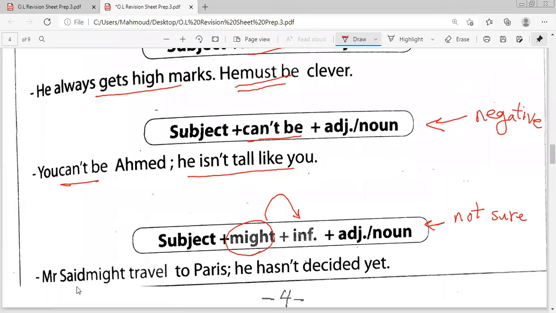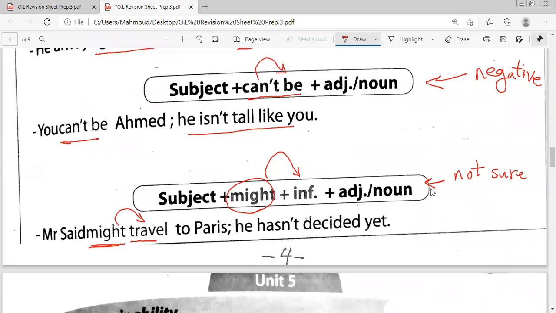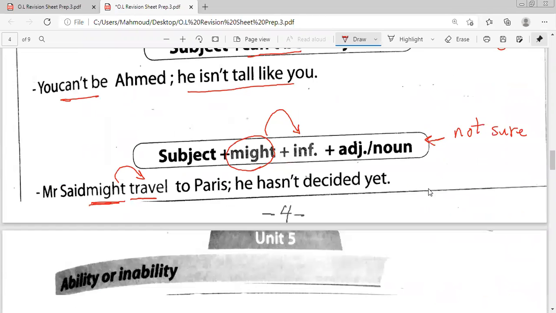Like this example, Mr. Said might travel, might be here. This is a modal verb that we can use in order to express uncertainty. It's okay. And after that, you will add the infinitive. Here, after can't, you can put be or an infinitive as you like. Must is the same. You can put be or a verb in the infinitive, any verb. It's okay, and it doesn't matter to be the verb be all the time.